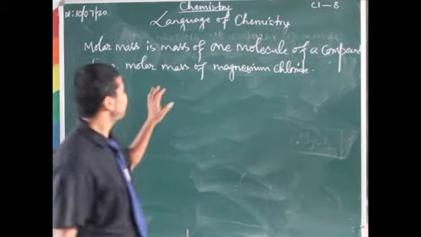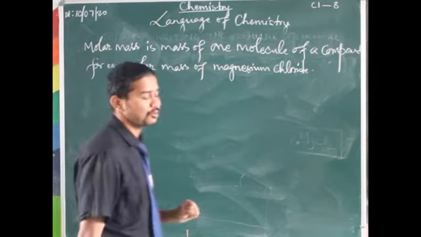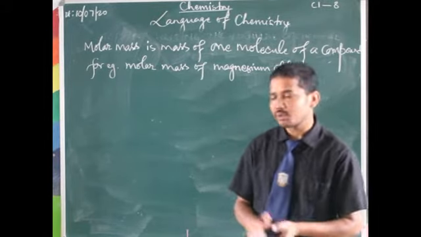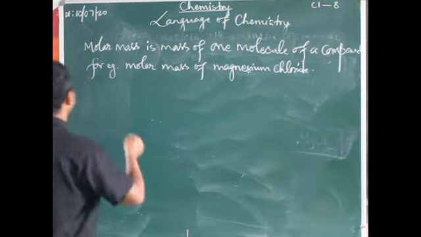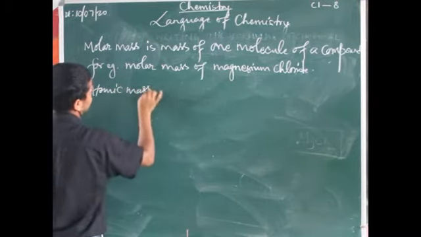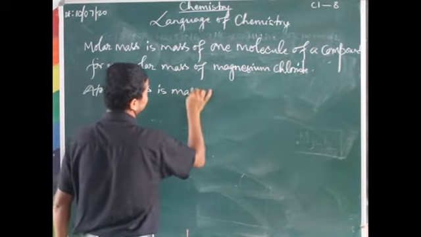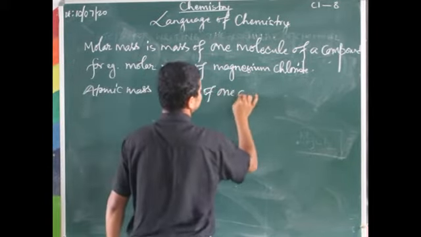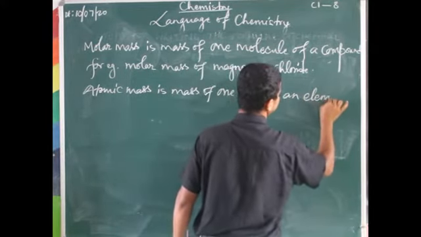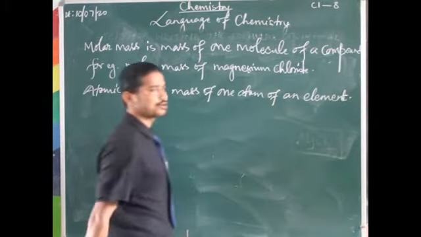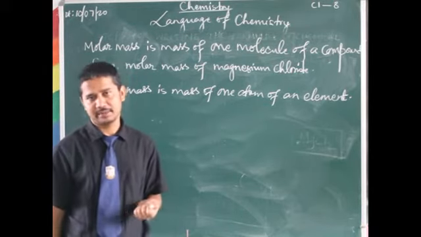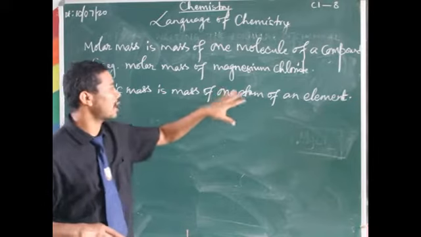Now before learning how to write the molar mass of a compound, you should be knowing the atomic mass of an element. So what is atomic mass of an element? Atomic mass is mass of one atom of an element. So before writing the molar mass of a compound, you should be knowing the atomic mass of an atom of an element. So what is atomic mass? Mass of one atom of an element.